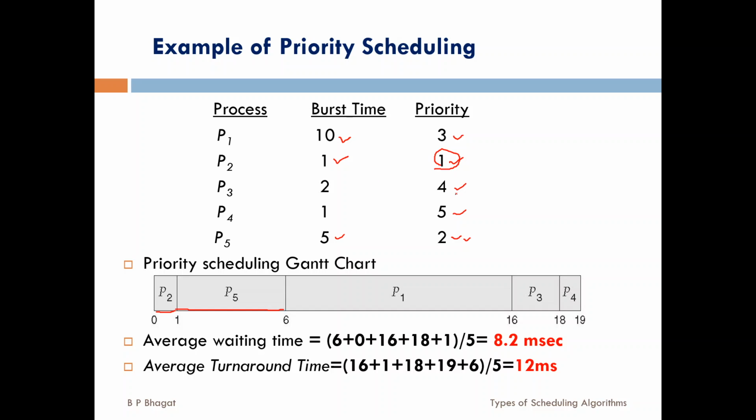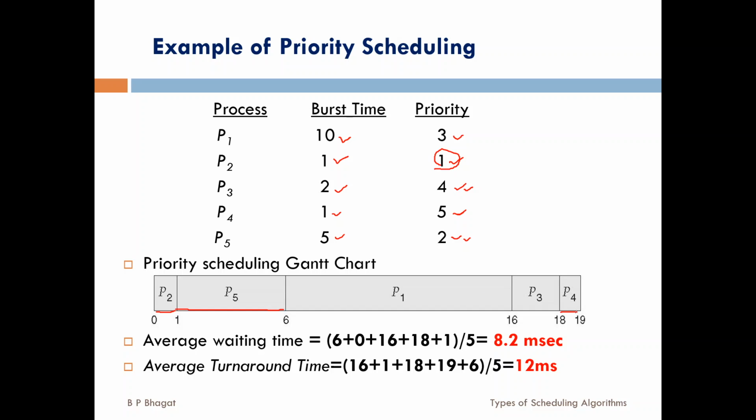Then the next priority is process P3, that is priority 4, with the burst time as 2. So for 2 milliseconds process P3 will get executed, and the last process, that is process P4, having the priority as 5, gets executed for 1 millisecond, so that is from 18 to 19.